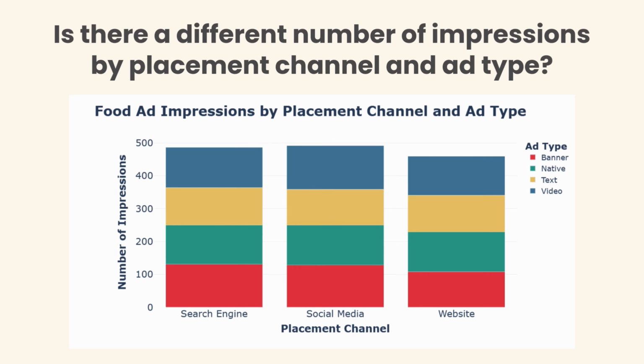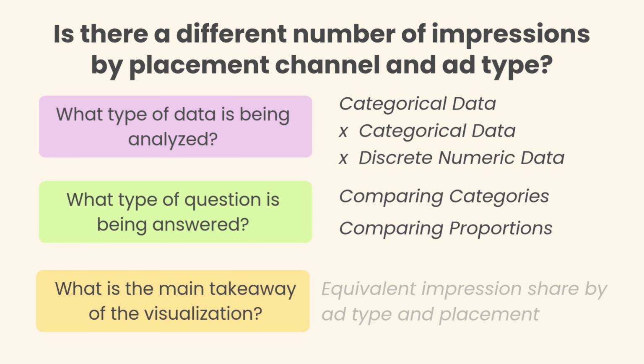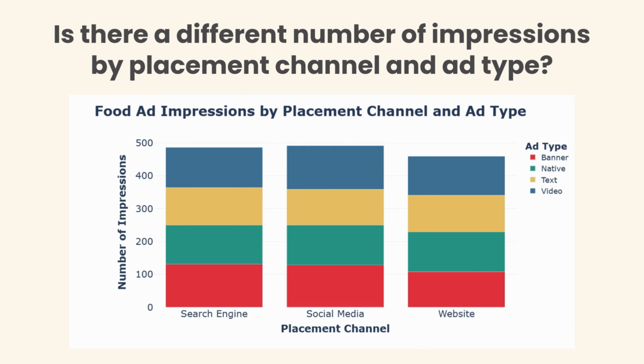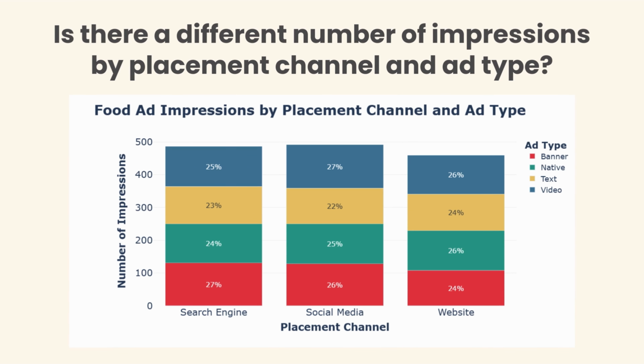And within each bar, you can see that the proportion of impressions is pretty equal across the different ad types. So we want to call that out in some way. We can already see that from the shape of the bars, but it could be helpful to add in annotations of the actual percentages of impressions by ad type. So we'll add that in.